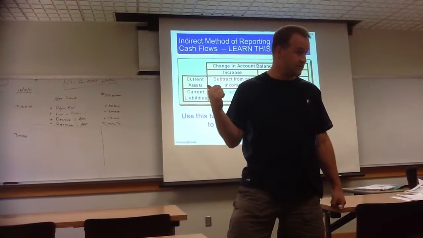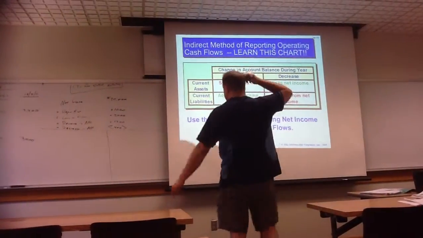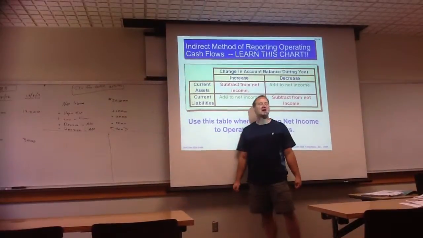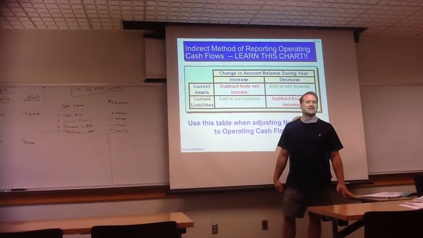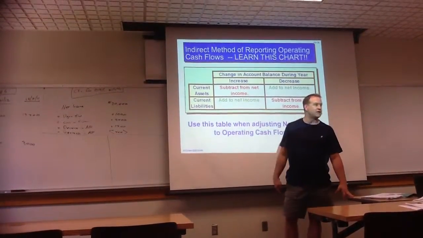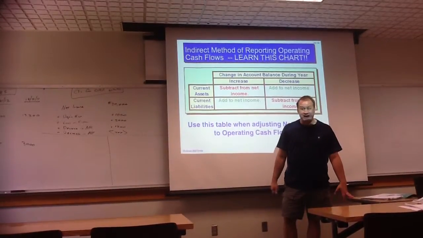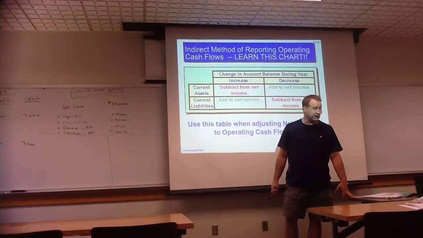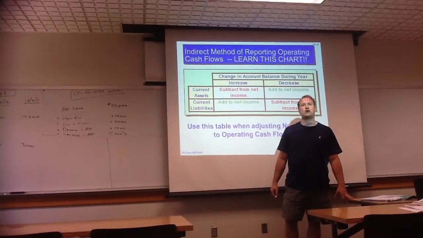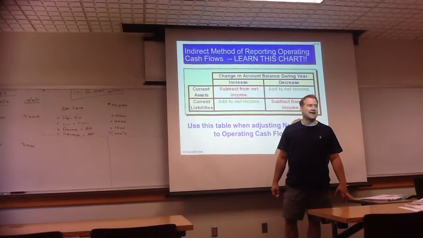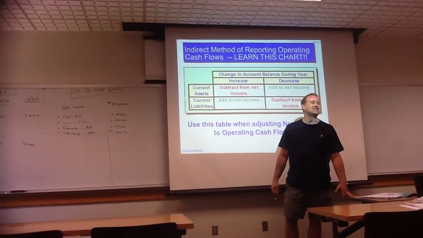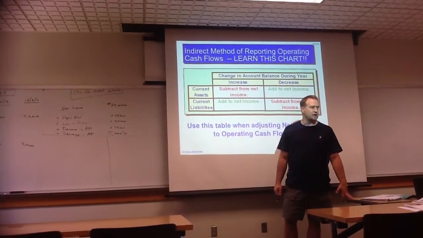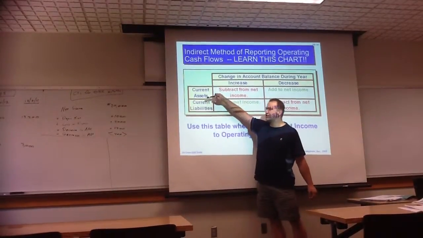You with me? Now we only do this with current assets and current liabilities. So if I told you that bonds payable decreased by $10,000, would you analyze it here? No, because bonds payable is not a current asset or current liability. You with me? Same thing if I told you that our land account increased. Land is not a current asset and is not a current liability. We only analyze our current assets or current liabilities.